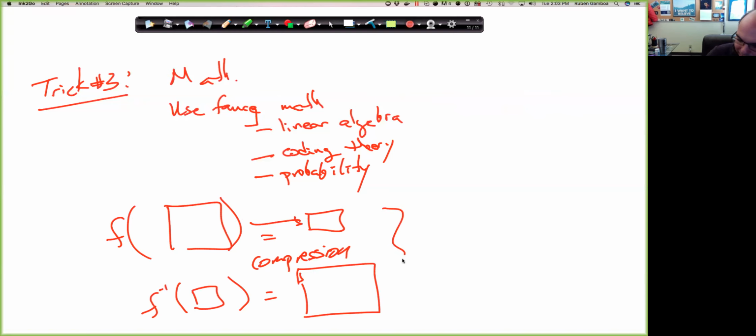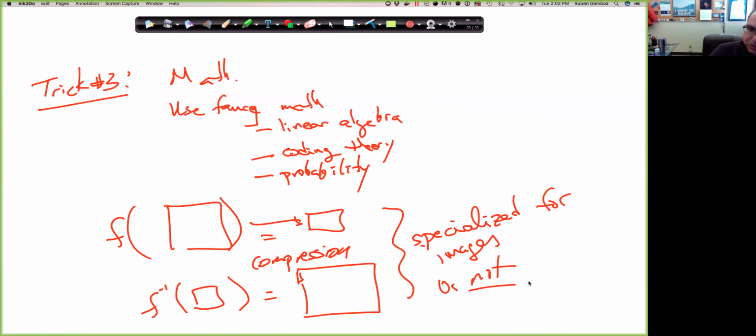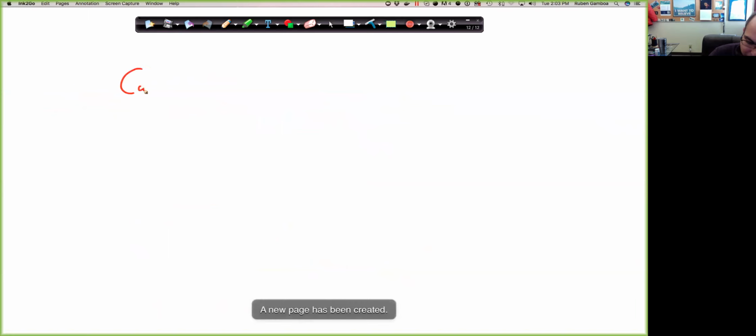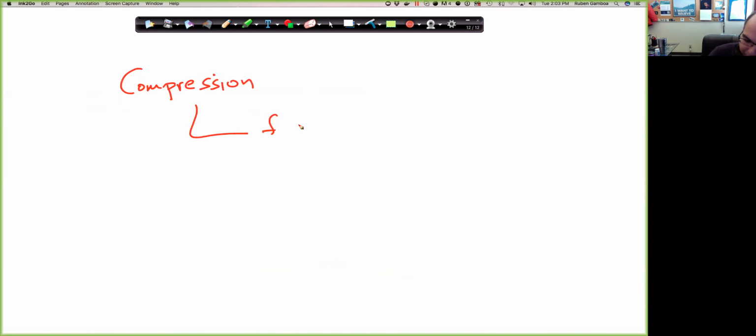This can be specialized for images or not, okay? So you can use general compression techniques that just work for a lot of things, or you can use something that only works for images, okay? The only thing I'm going to tell you about compression besides what I already said is this: f and f inverse may be approximations.